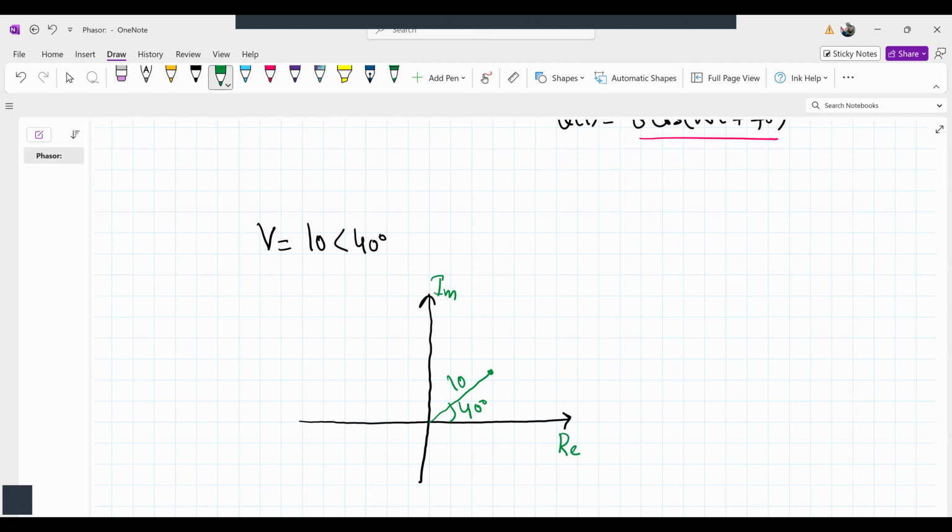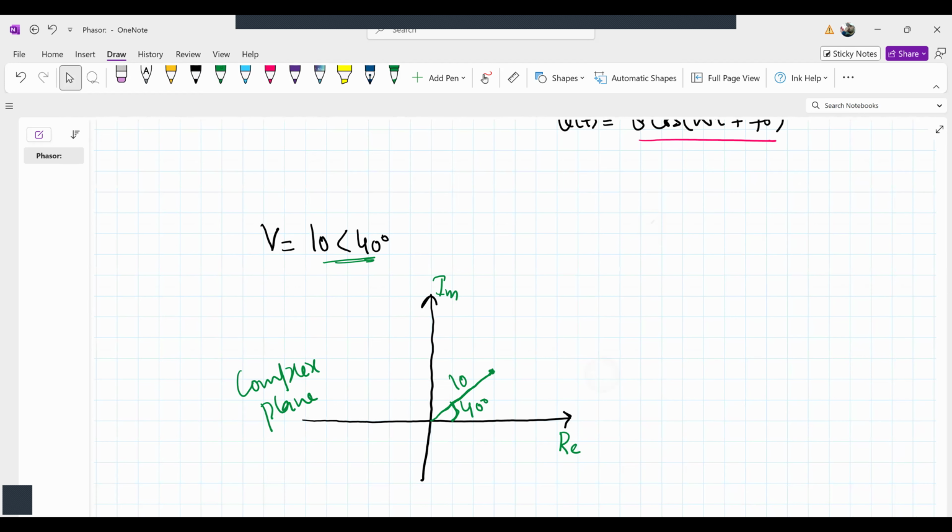That's how we represent a phasor on a complex plane. So this is our complex plane, and this is the representation of this voltage phasor V. This 10 represents the magnitude and 40 represents the phase with respect to real axis. That's how we represent a phasor on a complex plane.